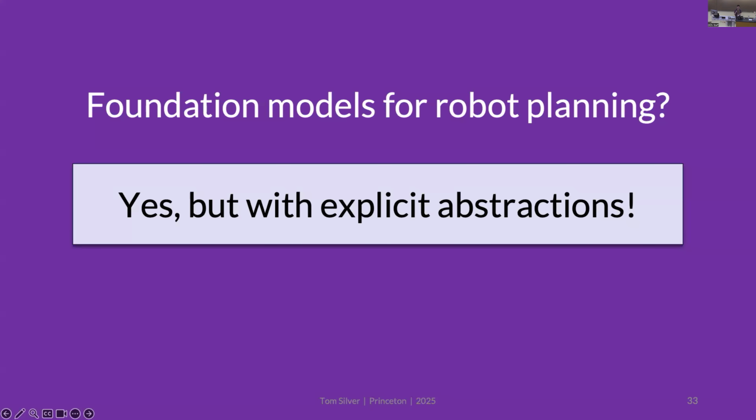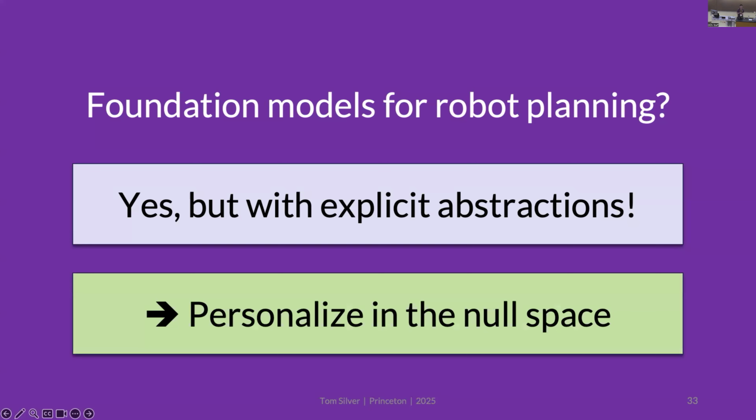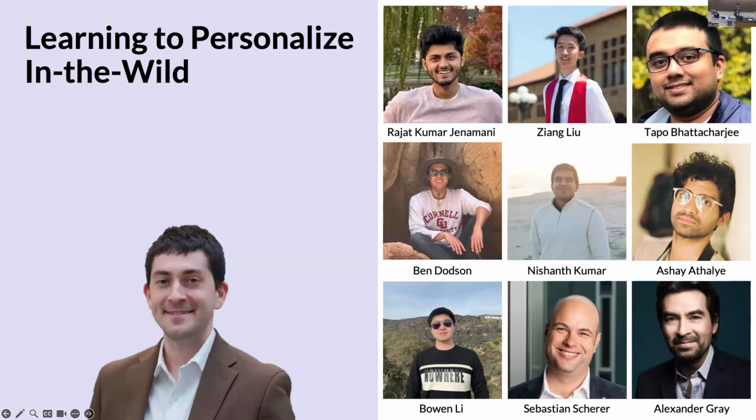So the key takeaway from this project is that when we're thinking about how we can use foundation models to do this kind of in-the-wild personalization, where we're really having robots that truly are adapting to real users' preferences in the wild, we should do so by thinking about this null space, where we start out with these universal constraints, which apply to everyone and guarantee safety and task competency, but then we're left with this space of plans which we can further personalize. So this project was an example, again, of learning to personalize in the wild.